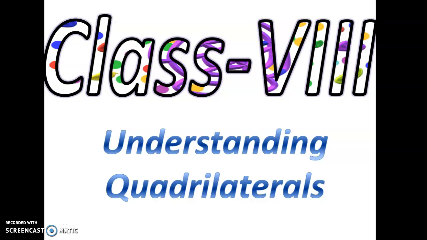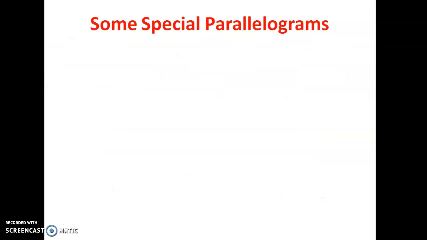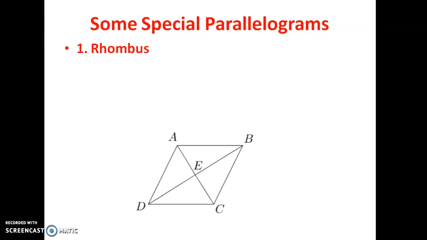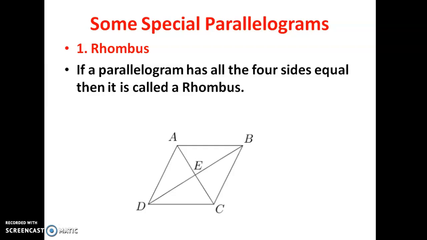Hello students, in this video let's see the last section of understanding quadrilaterals, some special parallelograms. So in that, the first one is rhombus. In this figure you can see a rhombus ABCD. If a parallelogram has all four sides equal, then it is a rhombus.